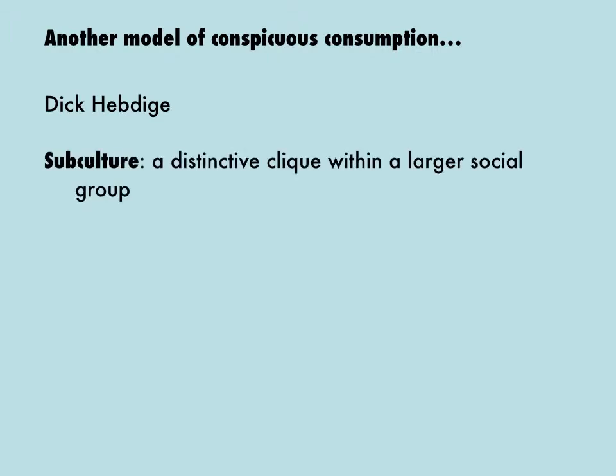Okay, so we talked about one model of conspicuous consumption, which was all about this top-down control of culture, essentially, where a few people that have lots of money decide what is going to be in good taste or fashionable for everyone else. Another model of conspicuous consumption is based on Dick Hebdige's work on subcultures.